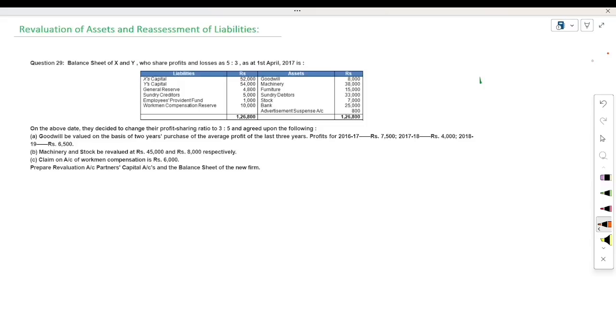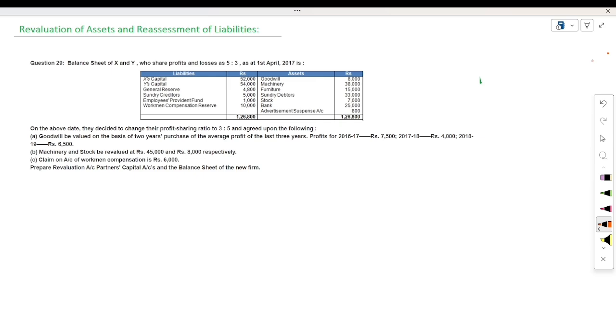Today in this video, we are going to learn the preparation of revaluation account, partners' capital account, as well as balance sheet. You see here, this is a problem of D.K. Grewal. With the help of this problem, we will be able to understand all the things.